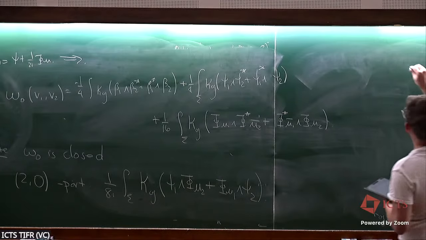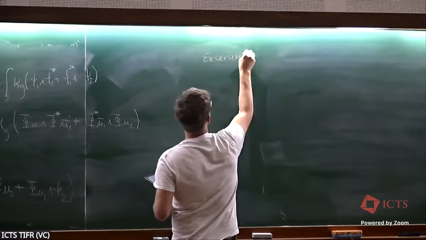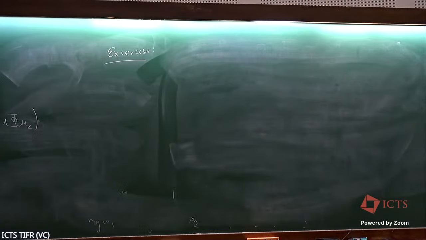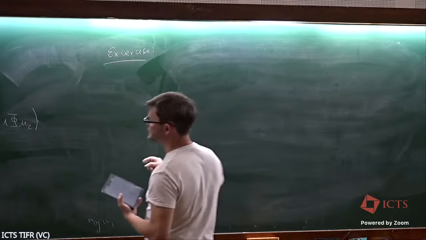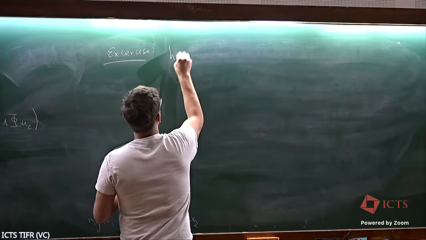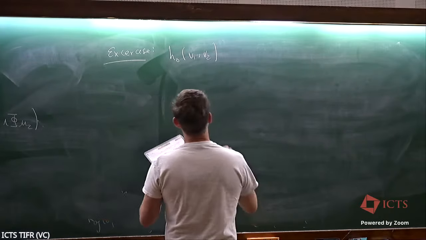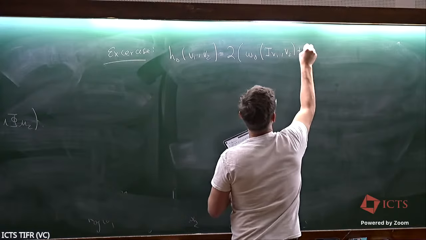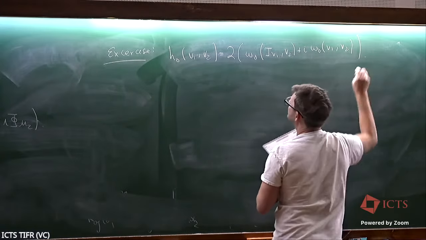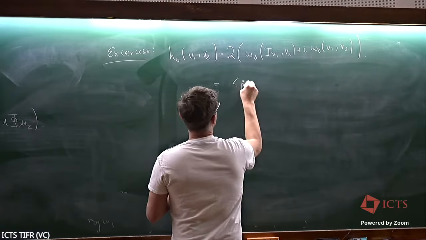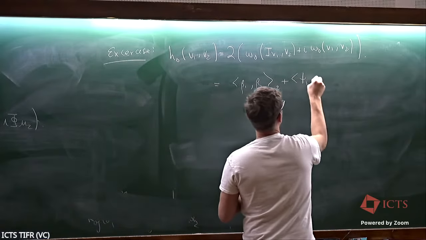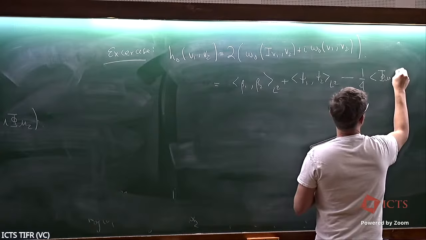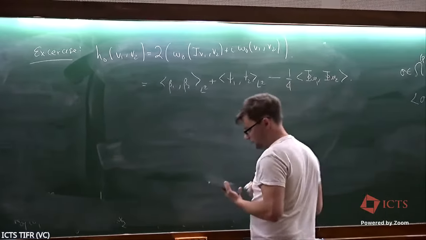Okay, and now here's an exercise. Use this expression and this fact and the definition of I. Remember, H naught of V1, V2, which is by definition 2 times omega naught of I V1, V2 plus i omega naught of V1, V2, is equal to that expression there.